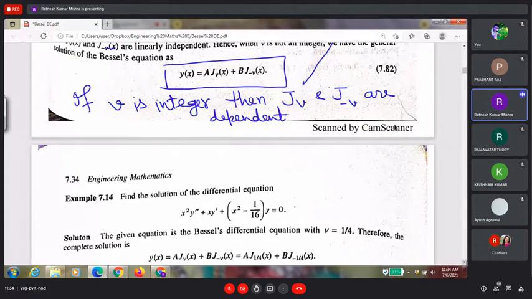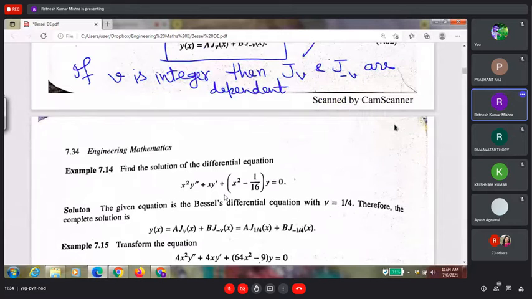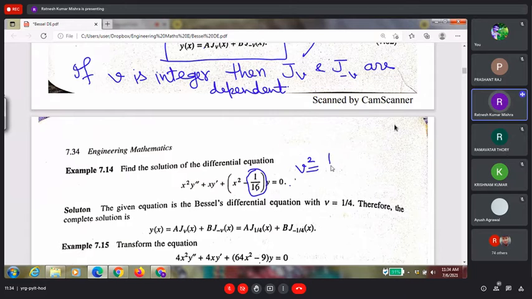ठीक है? So this is the benefit of application of Bessel differential equation to find the solution of a differential equation. x square y double dash plus x y dash plus x square minus 1 by 16 y equal to 0. So this is the v square. v square equal to 1 by 16. So v equal to plus minus 1 by 4. Sorry, 1 by 4.